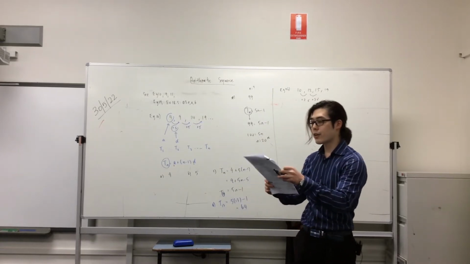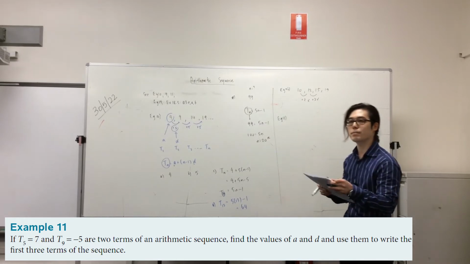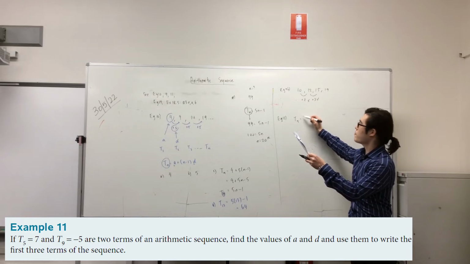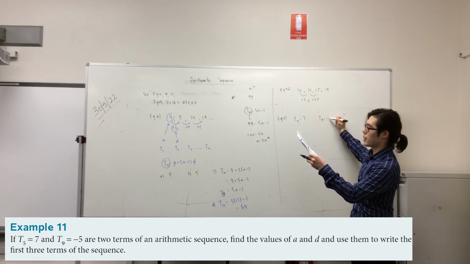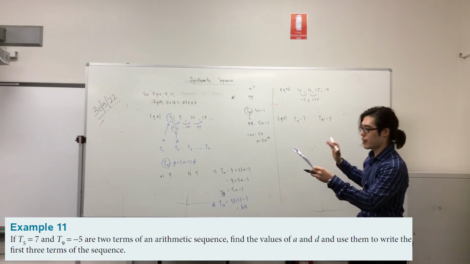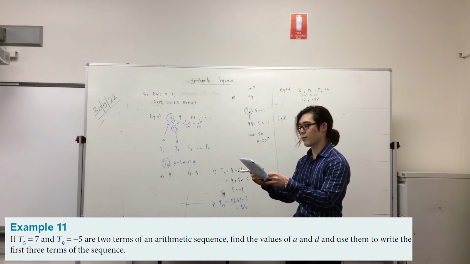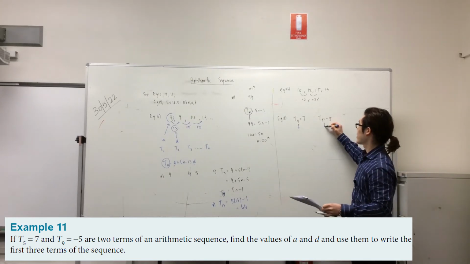All right, now let's have a look at example 11. Example 11 is where they don't give you a series, but they just give you facts. They've given you the fact that T5, the 5th term in some series, is 7, and the 9th term is minus 5. The two terms are in arithmetic sequence. Find the values of A and D and use them to write the first 3 terms. So it's a simultaneous equation, really.